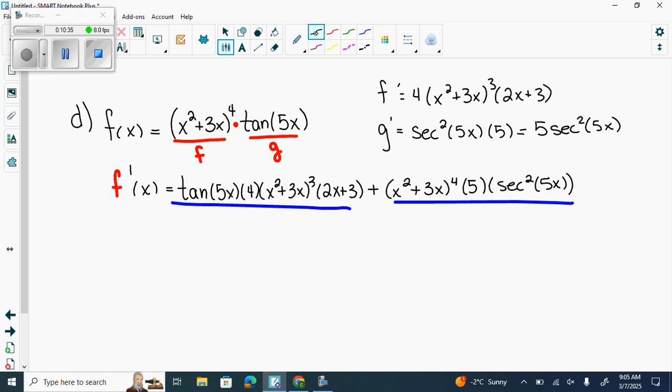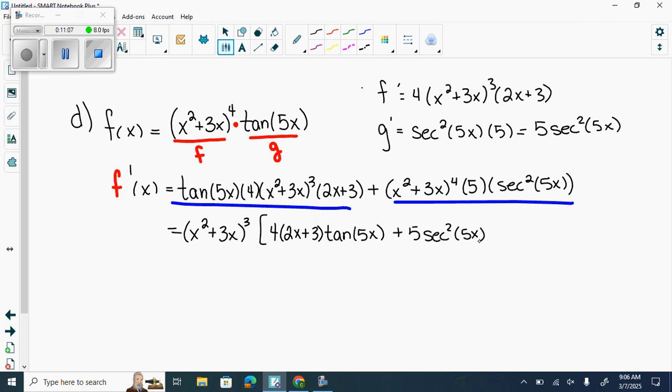The two terms. Now you see what can we take out of them. So I have a 4, I have a 5. Can't do anything with that. I have a tan, I have a secant. Can't do anything with that, nor the 2x plus 3 randomly sitting here. But I can take out an x squared plus 3x to the 3. So then we're left with 4, 2x plus 3 times tan 5x plus 5 secant squared 5x. And then we get x squared plus 3x to the 3.